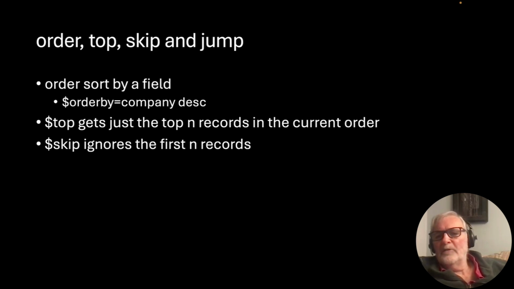Top just gets the first N records. So top equals a number, however that number is, we just get that many. And skip ignores the first number. So skip equals 3, we'll jump straight to record 4. There are times when that's really, really useful. You might want to get things in a batch of 10 and work through them and then skip 10 and get the next 10. It's also a useful technique, like I said yesterday, for getting the most recent of something. You just sort it in reverse order and grab the first one.